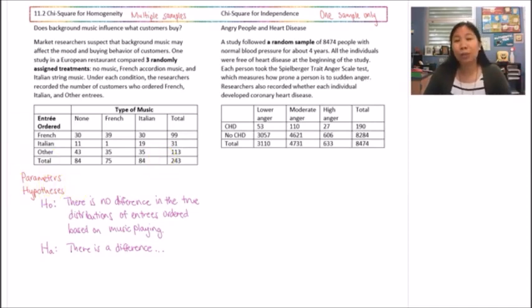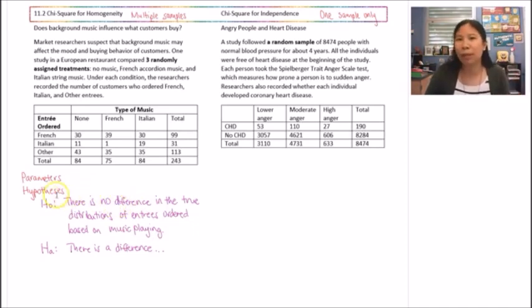Our null hypothesis is usually where there's no difference, meaning nothing's different about it, the differences are equal to 0, which is how we wrote it in the past. For a chi-square test of homogeneity, we would say in sentence form, there is no difference in the true distributions of entrees ordered based on music playing. Here is where I have the context of the problem, because we want to make sure that the reader knows what the study is actually talking about. But the keywords that we need to make sure we have in our null hypothesis are that there's no difference.